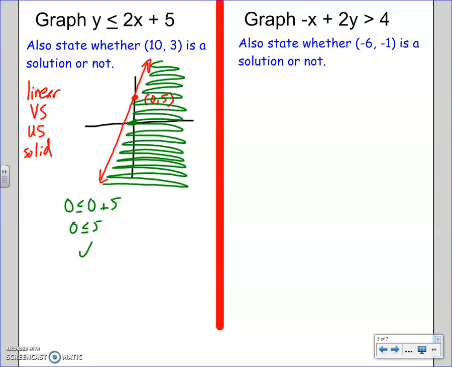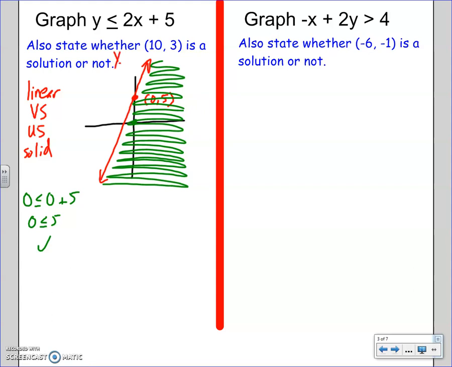Done. I graphed my picture. Now, is 10, 3 a solution or no? So I'm looking at my picture. Is 10, 3 obviously in the shaded area? Yes, it is. Because if this is 5, the height's 5, 10 is somewhere way out here, but 3 is below 5. 5, 3 would be somewhere down here. So yes, it is in the correct area. So the answer is yes.